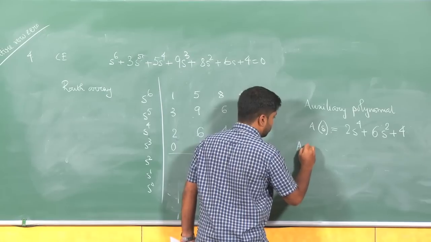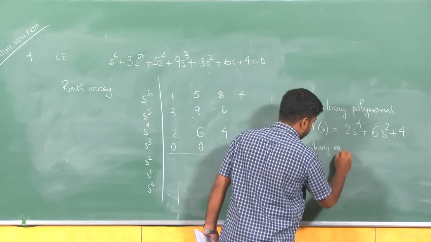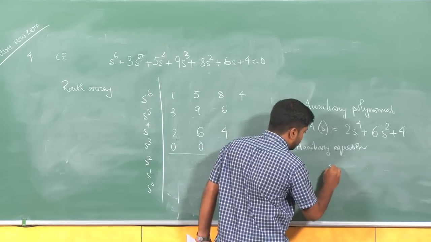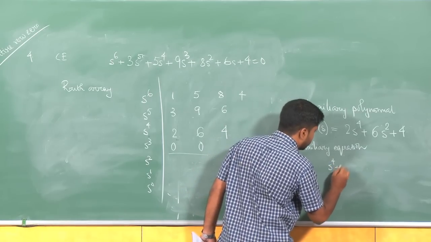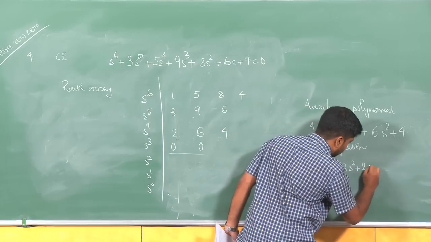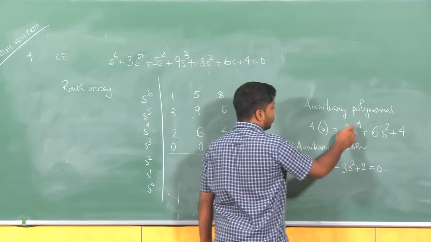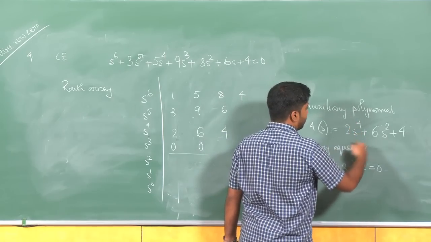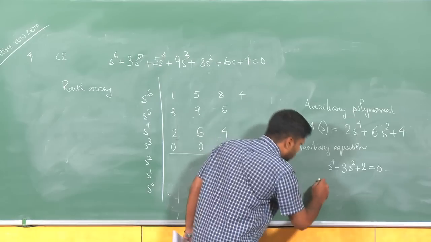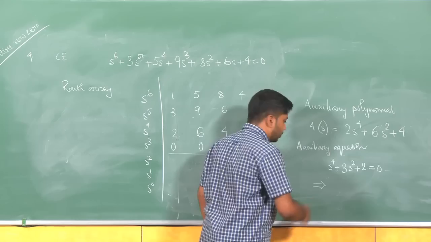equation can be written as s to the power 4 plus 3 s square plus 2 is equal to 0. So, we take common 2. So, we divide all the terms by 2 and we get this equation.